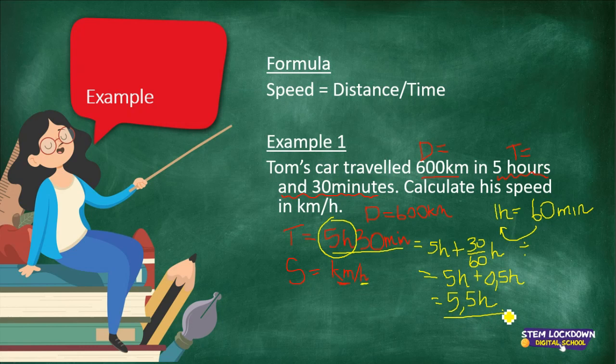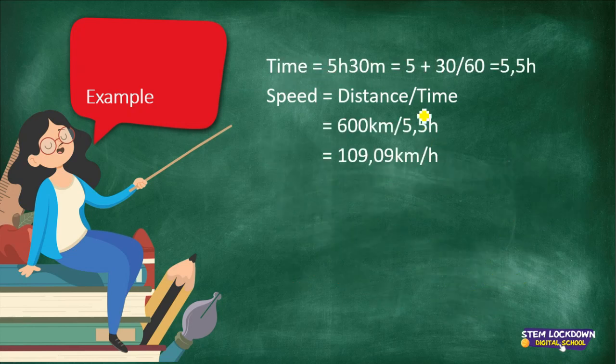The time is now in hours. Okay. Now, next step, I need to substitute my values, my distance and my time in hours, to get speed, right? So I've done it here for you. My speed is distance over time. My distance is 600 kilometers. My time is 5.5 hours, right? So 600 divided by 5.5. My answer is 109.09 kilometers per hour, right? So this is my answer.